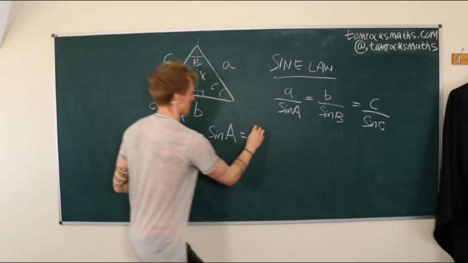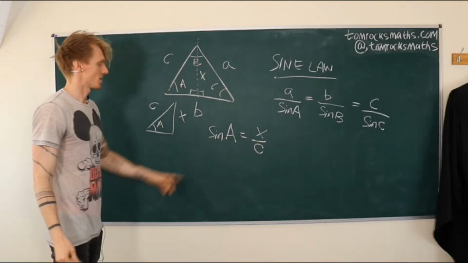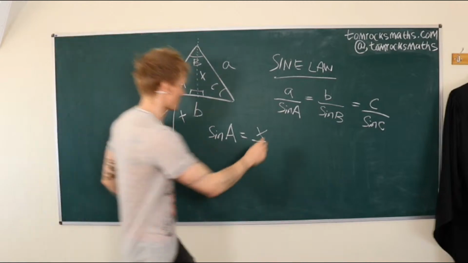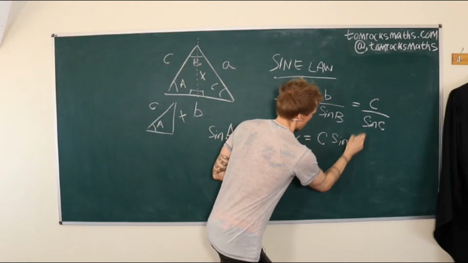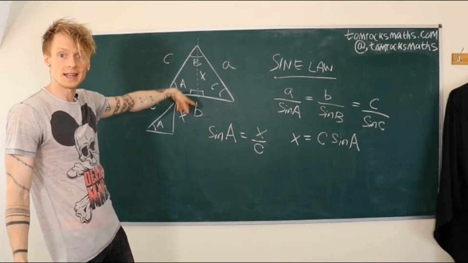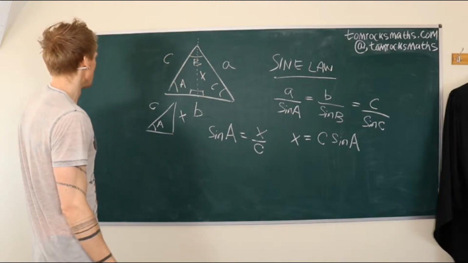Opposite is X over hypotenuse is C. So this tells me, from my rule of trigonometry, that X is equal to C times sine of A. Right, so now I know the height of the center of my triangle. Now I know the height of my triangle.